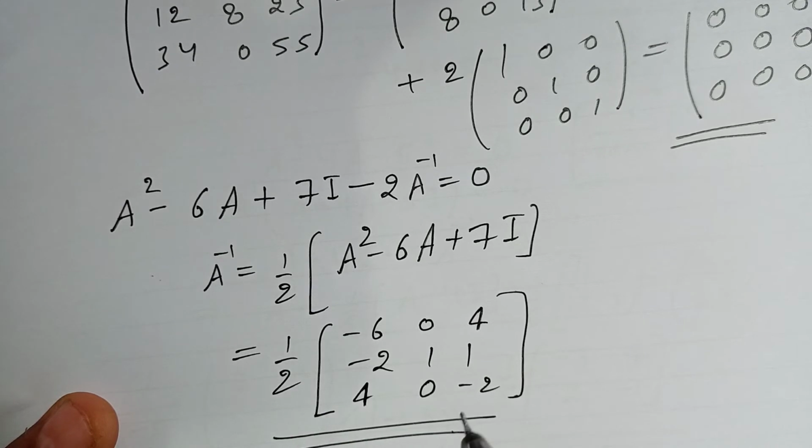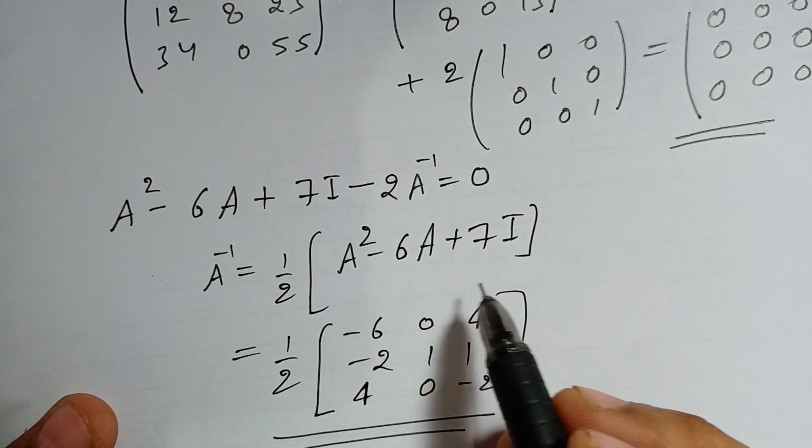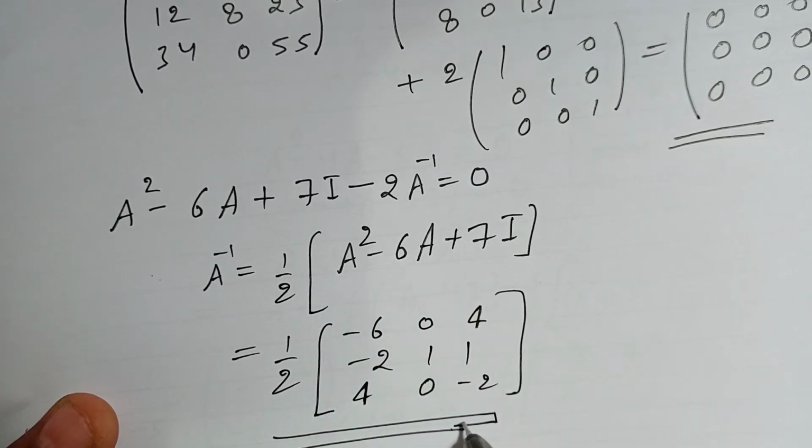So this is the A inverse. The calculation part I'm not doing. You can compute A square, you can compute 6A, and verify your answer. So this is your A square.